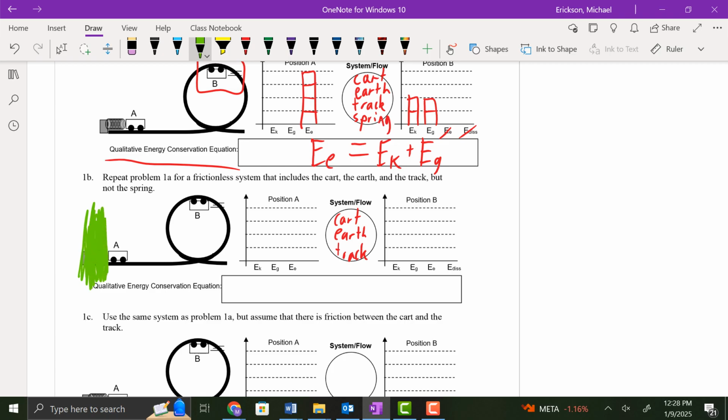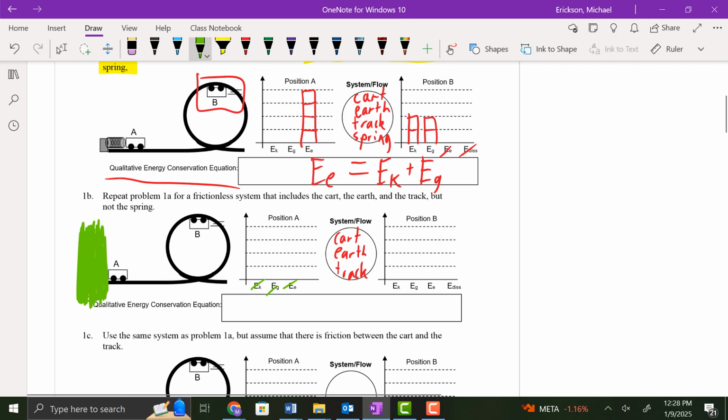It might even be easier to see if you could imagine this was just not there, not in existence. So this cart's just sitting there. It's not moving. There's no kinetic. There's no change in gravity yet, so no EG, and there's no spring, so no EE. Weird. Well, position B looks the same as before, and if it's the same as before, it'd be 2 and 2.